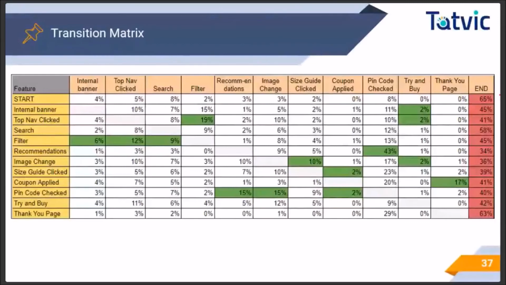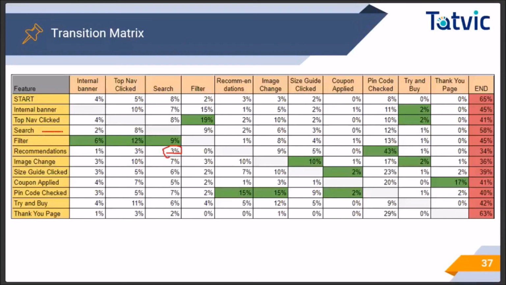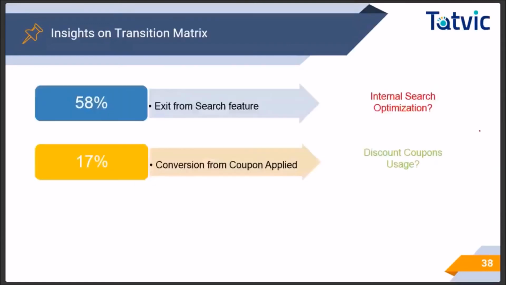Say from internal banner to search, there is a 7% probability that a user ends up at search when they are at internal banner. Similarly, for recommendations, there is a 3% chance that they are coming to search after recommendations. So what are the insights that you can look at? There is a 58% exit from the search feature. If I go back, 58% of people are actually leaving after using search. That means my internal search is not working properly. I need some optimization, right?